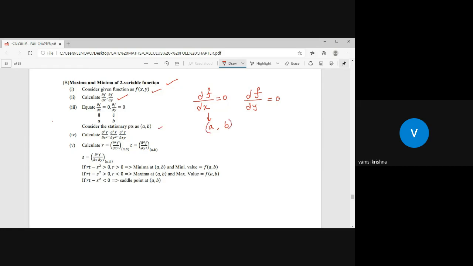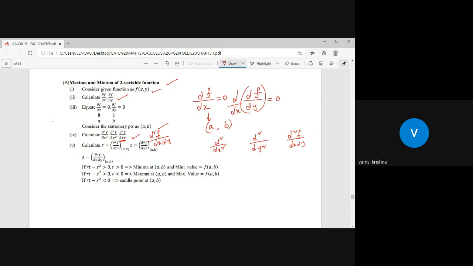After getting the stationary point, go for second order partial differentiation. Do dou square f by dou x square and also dou square f by dou y square. And when you have dou f by dou y, differentiate it one more time with x. So dou square f by dou x dou y; here order is very important. Dou y dou x is different, dou x dou y is different.